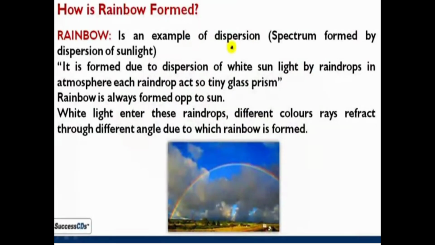It's simply nothing. When the white sunlight strikes these small rain droplets, they refract to give us a band of different colors, and these different colors refract at different angles, due to which we get a band of colors.